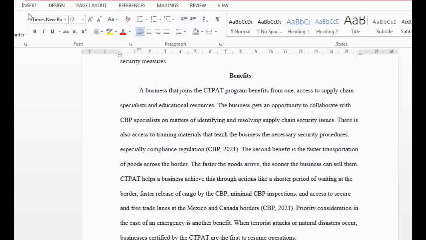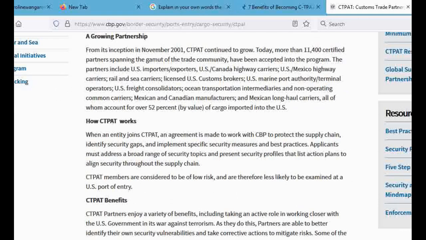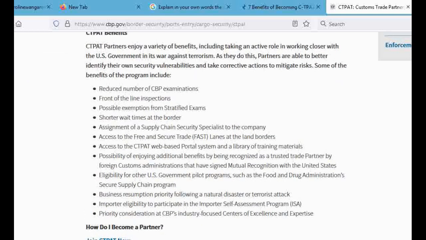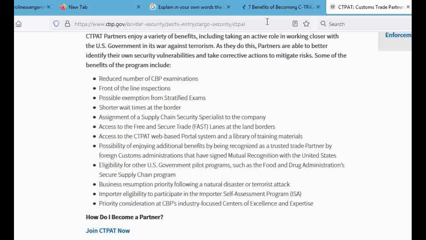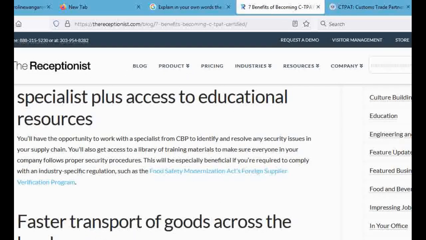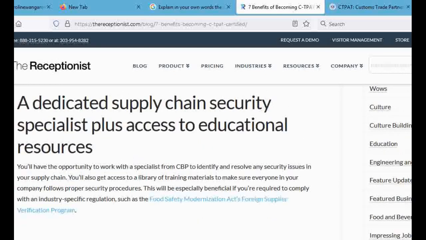So let me go back to where I got the benefits part from. This website right here. This website also has the benefits. They're just not explained, and for you to give a good answer, you need a little explanation. So for the benefits, I used this website. You can see they're explaining it. So the first part I got is the first benefit. A business is going to benefit from, 1, a dedicated supply chain security specialist, plus access to educational resources.